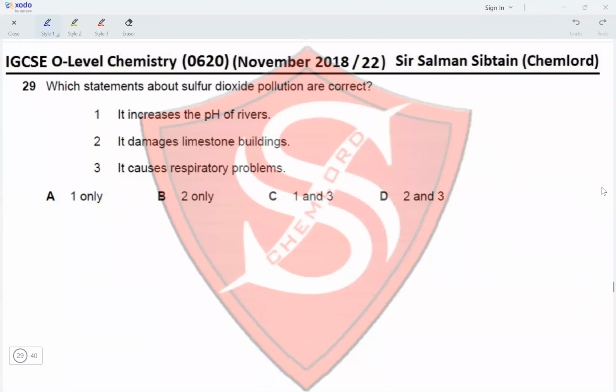Question 29. Which statements about sulfur dioxide pollution are correct? It increases the pH of rivers. No, sulfur dioxide does not increase the pH of rivers. Sulfur dioxide is acidic. It would decrease the pH of rivers. So this statement is incorrect. It damages limestone buildings. Yes. Acid destroys the basic calcium carbonate present in limestone buildings. It causes respiratory problems. Yes, sulfur dioxide is known to cause breathing problems. So, since statements 2 and 3 are correct, option D is the correct option for this question.